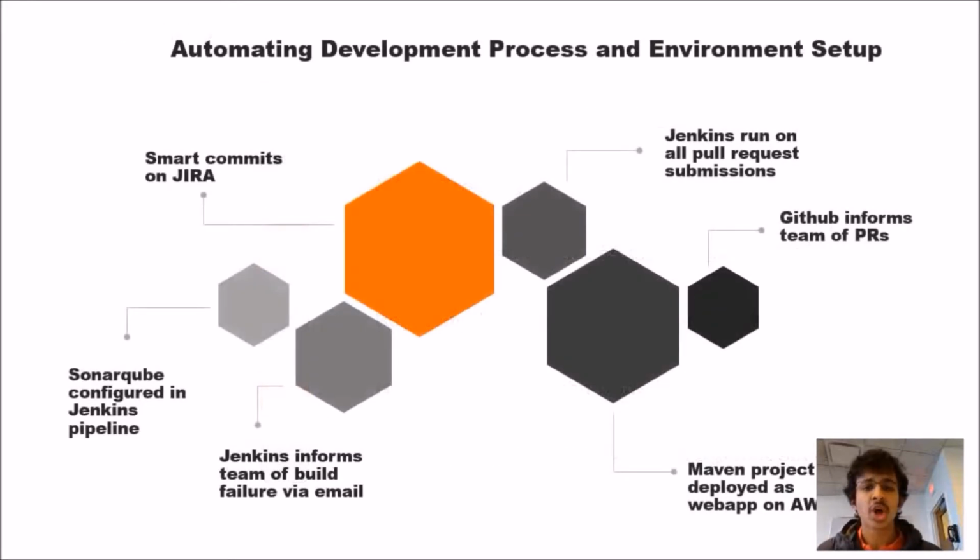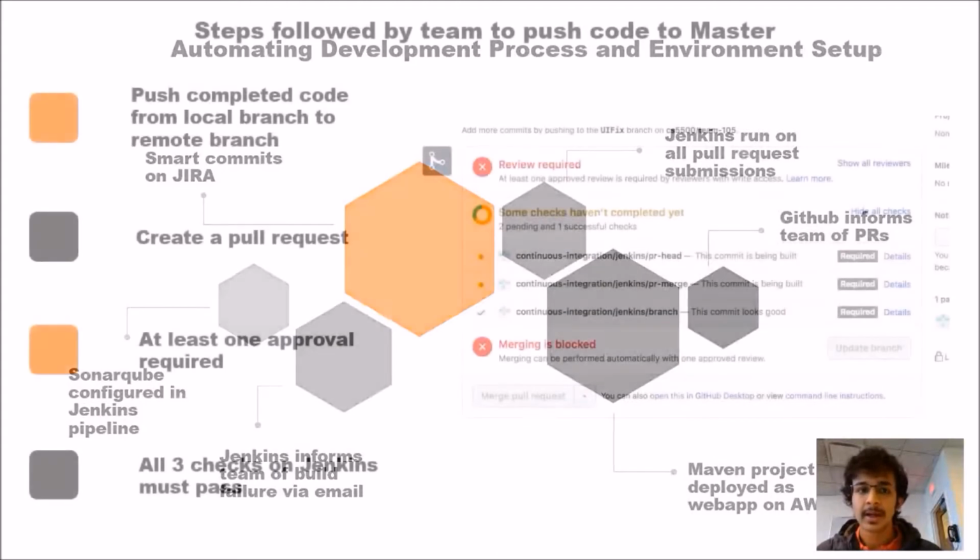We worked towards automating the development process and setting up the environment. We integrated Jira with GitHub with smart commits, linking tickets with GitHub commits. On any pull request submissions, Jenkins builds would run and tests would run along with them. Jenkins would also inform the team of any build failure via email, and we also automated GitHub to inform the team of any PRs created.